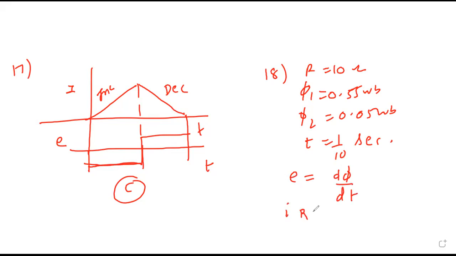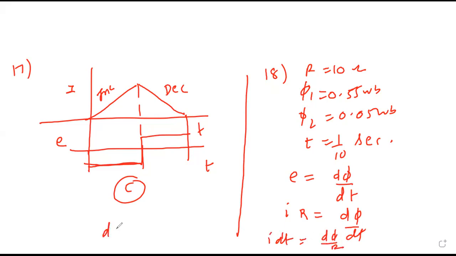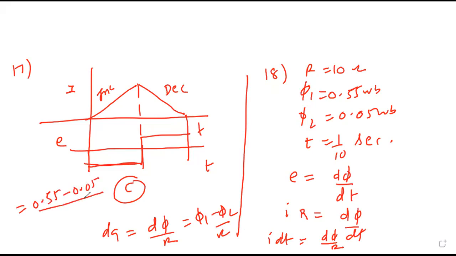E is nothing but IR, which is d phi by dt. We want charge induced. So I dt is d phi by R. This is nothing but charge induced. I dt means charge induced. So d phi means phi1 minus phi2, upon R. So can I say 0.55 minus 0.05 upon R, 10?